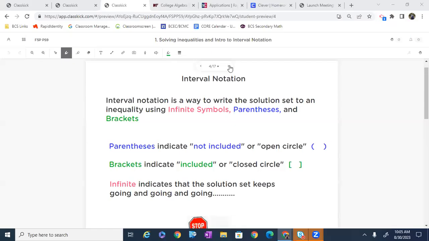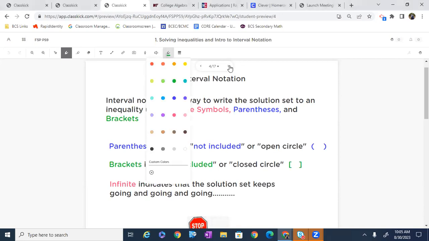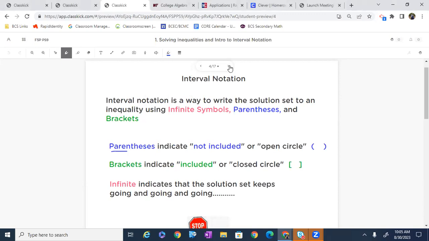Hey guys, this is a basic introduction to interval notation with graphing simple inequalities. Interval notation is a way to write a solution set to an inequality using infinity symbols, parentheses, and brackets. It's going to be really important to look at parentheses, which indicate that a value is not included, or it's an open circle.